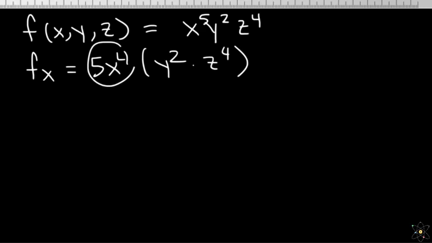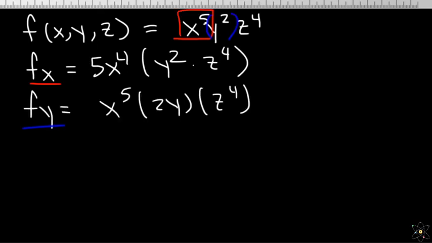So when looking for f sub x, differentiate just x to the fifth. When looking for f sub y, differentiate only the y squared part. And when looking for f sub z, differentiate just the z to the fourth part. So f sub z is going to be x to the fifth, y squared, times the derivative of z to the fourth, which is 4z cubed. And so that's how you can find the partial derivative with respect to x, y, and z.